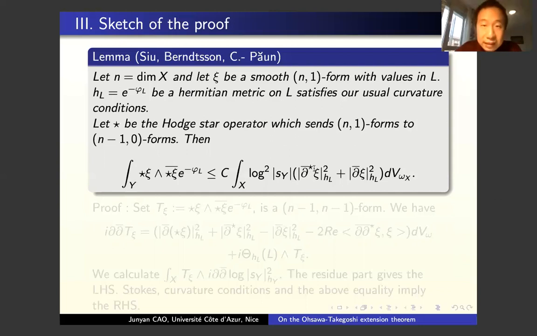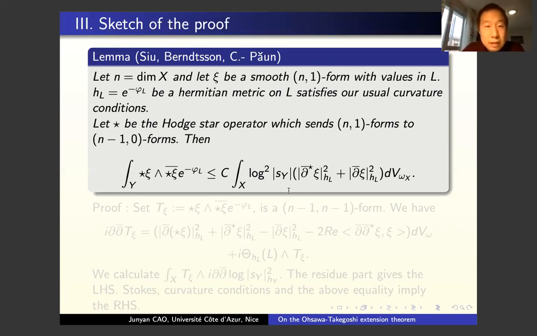So this result is in fact a very strong result. That means that if the line bundle L satisfies our curvature condition, then we can bound the L2 norm on the subvariety of real codimension 2 by the L2 norm of the derivative. It's a very strong result.